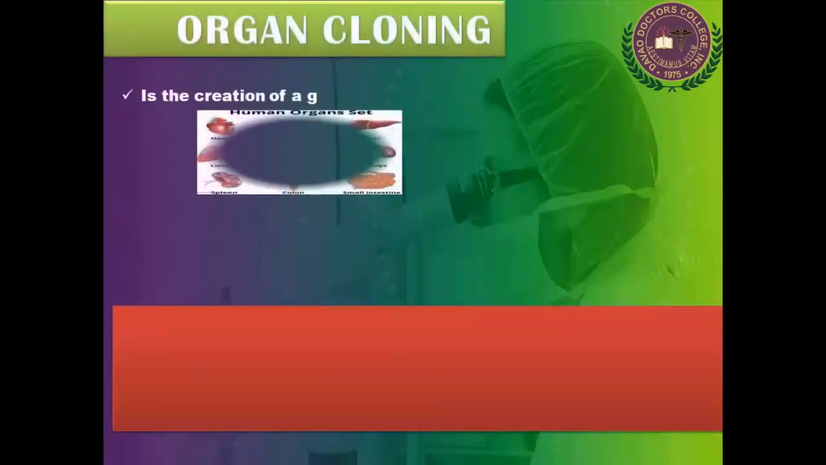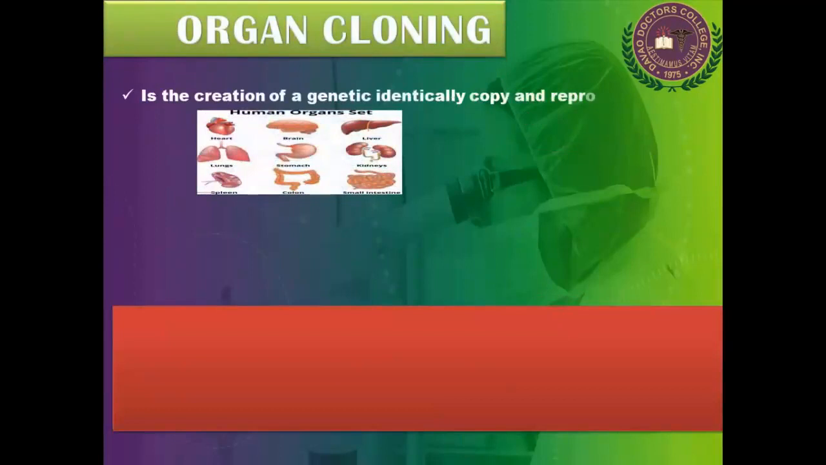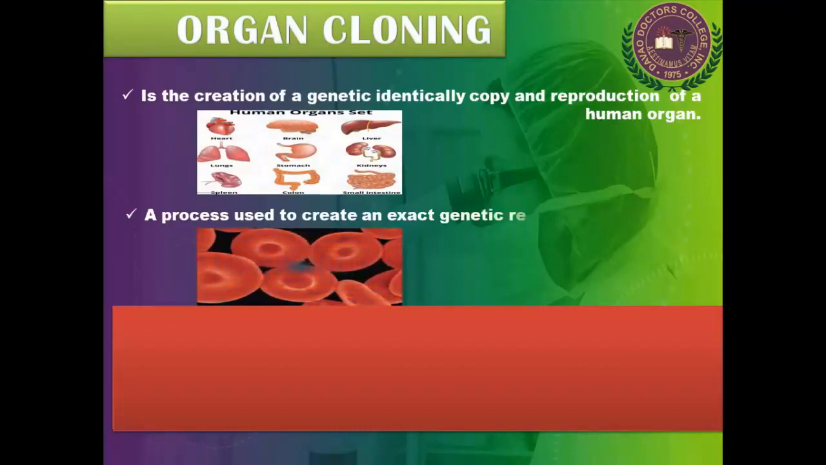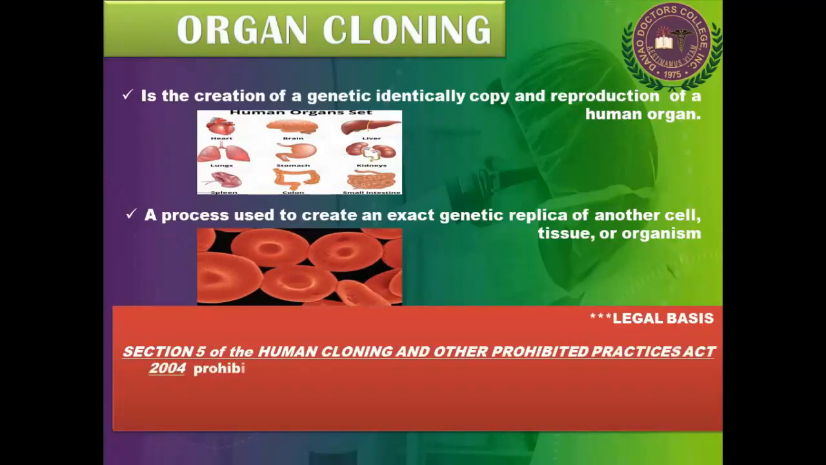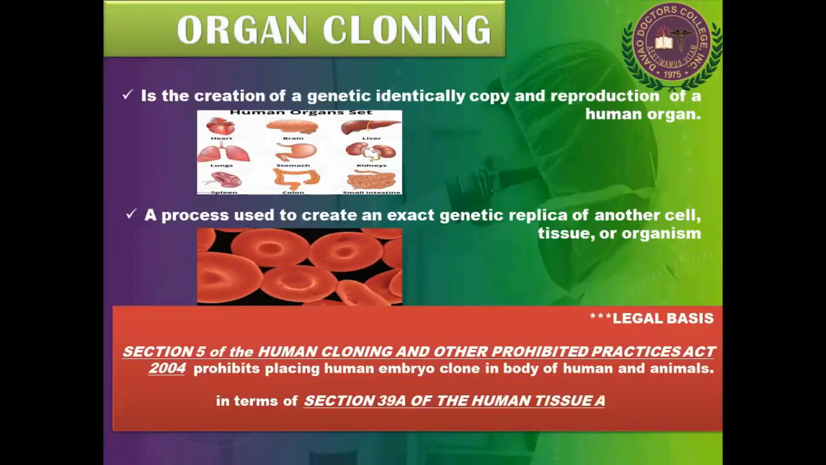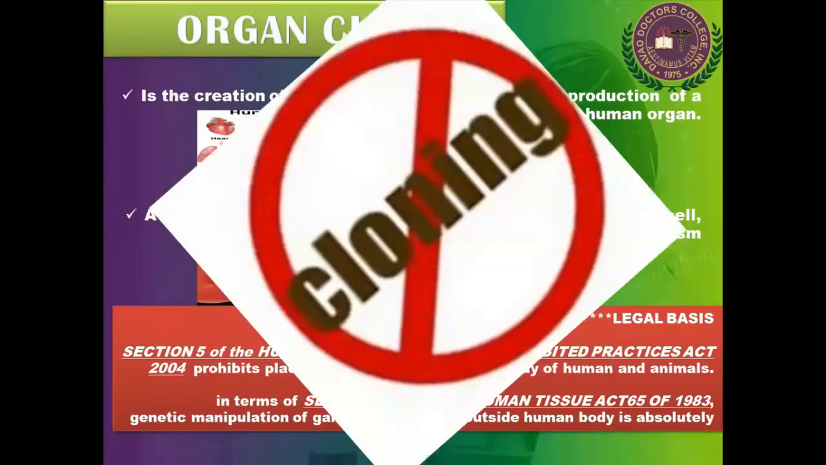At this point, we are going to identify what is organ cloning. Organ cloning is the creation of a genetically identical copy of a human organ. It is a process used to create an exact genetic replica of another cell, tissue, or organism. On legal basis, Section 5 of the Human Cloning and Other Prohibited Practices Act of 2004 prohibits placing a human embryo clone in the body of humans and animals. In terms of Section 39A of the Human Tissue Act 65 of 1983, genetic manipulation of gametes or zygotes outside the human body is absolutely prohibited.